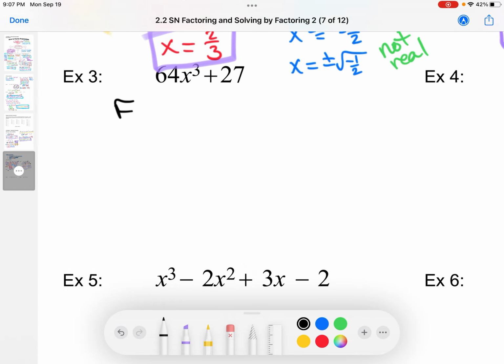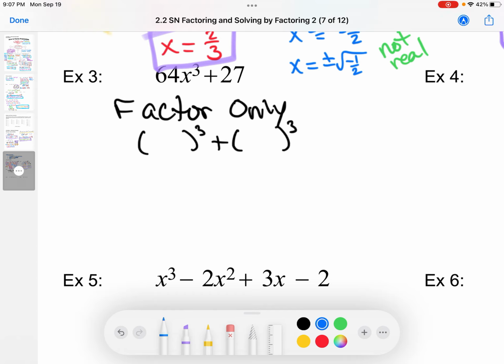Okay. On number 3, we're not actually going to solve this all the way out. We are going to factor only on this one. This is cubes, a sum of cubes. So we're adding those two cube terms together. 4x is what we raise to the third power to get 64, x to the third. Then 3 to the third will give us 27.